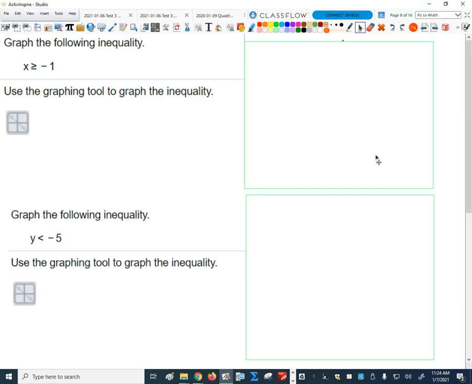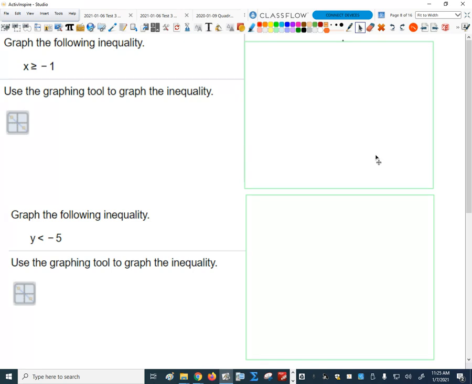Okay, what about this? So we're graphing some inequalities here, right? When we graph inequalities, remember that we're always going to end up with a boundary line and a shaded half plane. So all this ever amounts to is graphing the boundary line and then shading to one side of that boundary line. For the top example, x is greater than or equal to negative 1. My boundary line is just going to be the line x equals negative 1, right? What does that line look like?